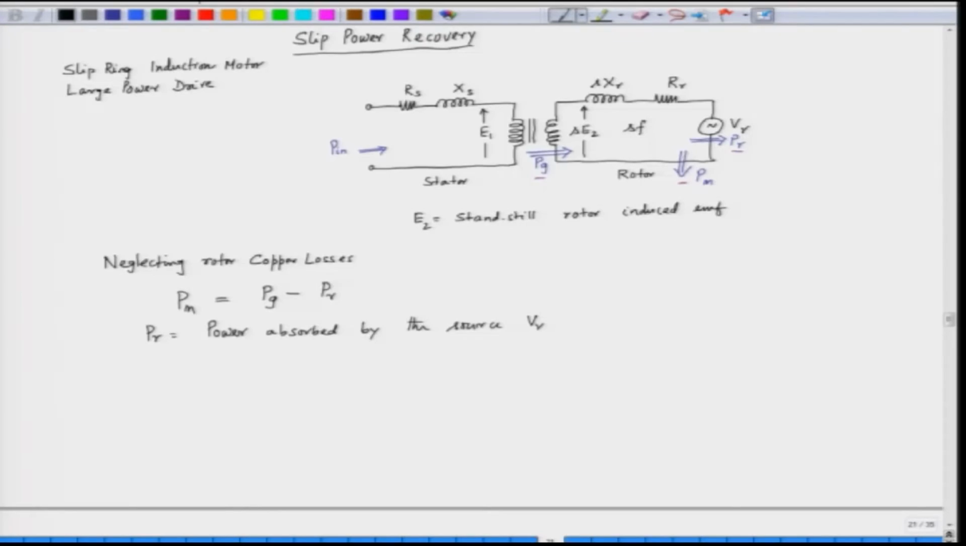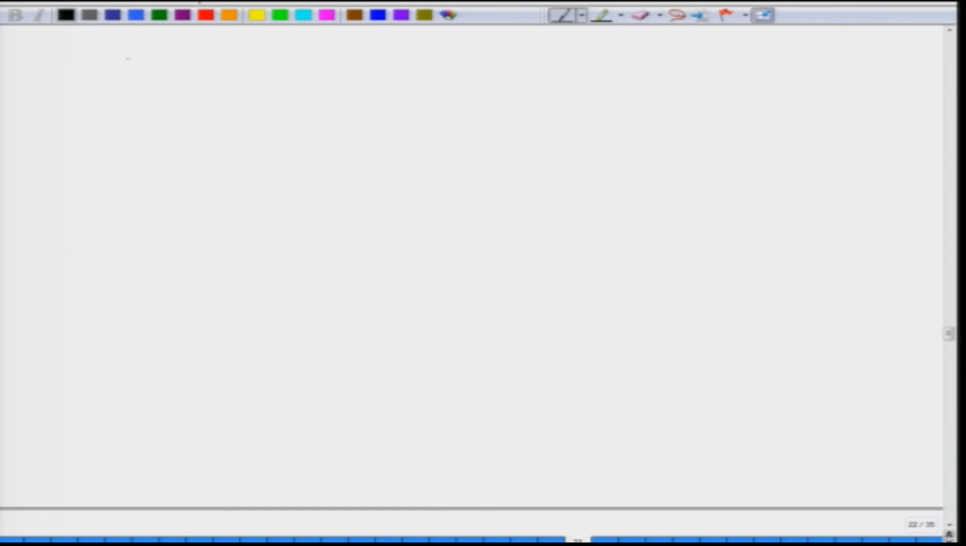In the earlier days we used to have something like the Schrage motor to recover this, but now we employ a static converter to recover this slip power. Let us see a configuration using a static converter to recover slip power, and that we call a static Cramer drive.